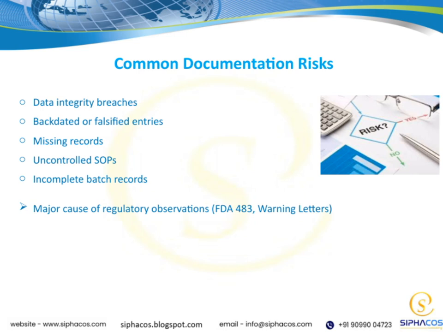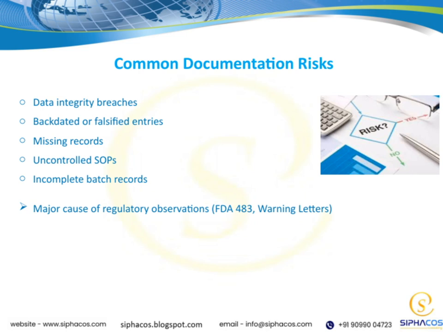regulatory questions. Missing records are equally problematic because they create gaps in our documentation trail, making it hard to demonstrate compliance during inspections. Uncontrolled SOPs, or standard operating procedures, pose risks when they aren't properly maintained or followed, leading to inconsistencies in processes. Lastly, incomplete batch records can jeopardize product quality and traceability, which are critical in our industry.